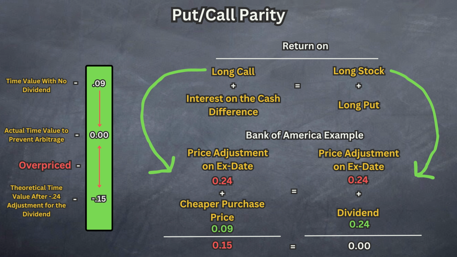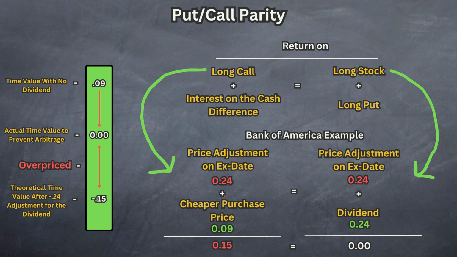The remaining 15 cents could not be priced in, which causes the call to be overpriced and therefore underperform the synthetic by that same amount. So if you have a choice to either hold the in-the-money call into the X date or turn it into a synthetic, the choice seems pretty obvious. You either keep the call and gain 9 cents of time value on the X date, or you turn it into a synthetic and gain a 24-cent dividend.